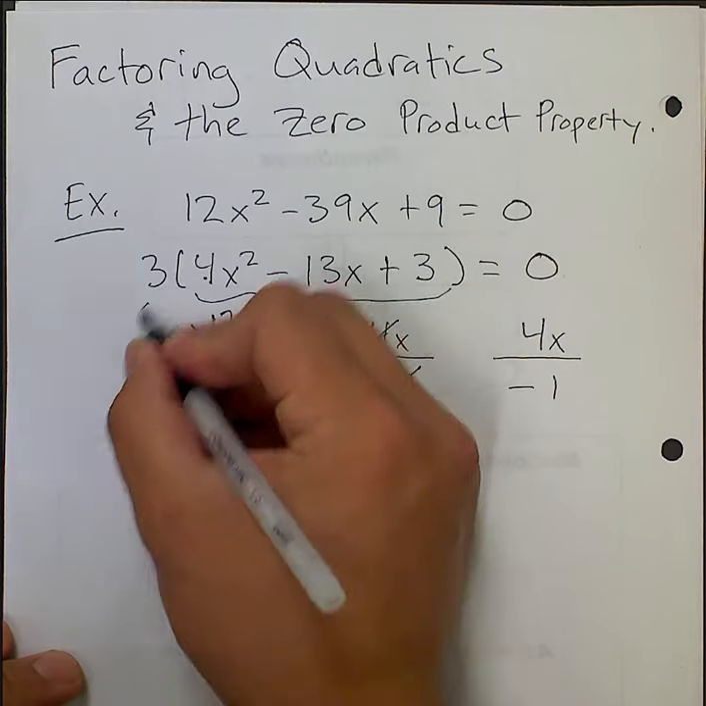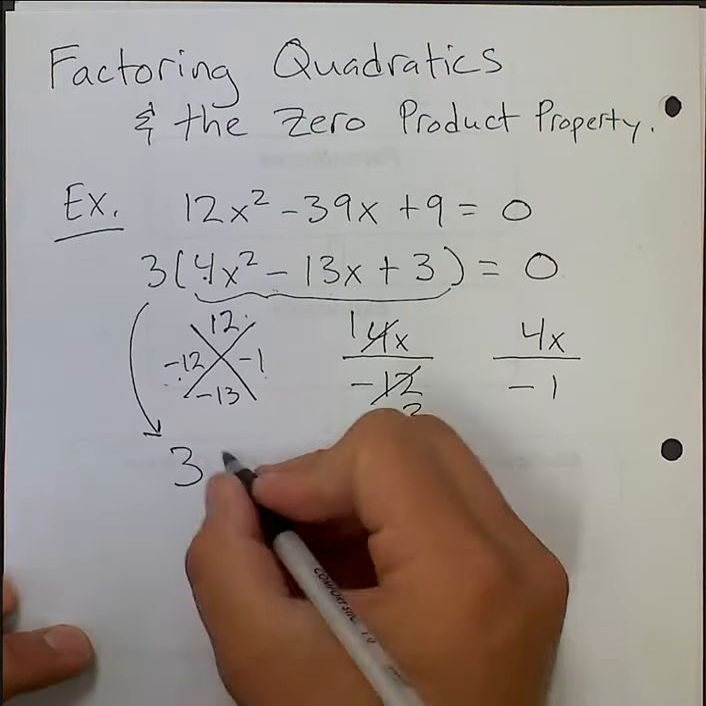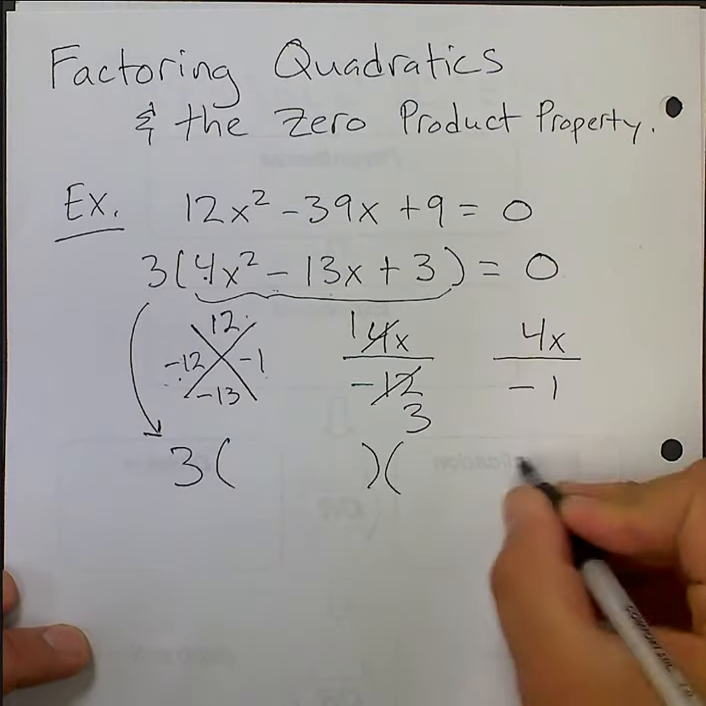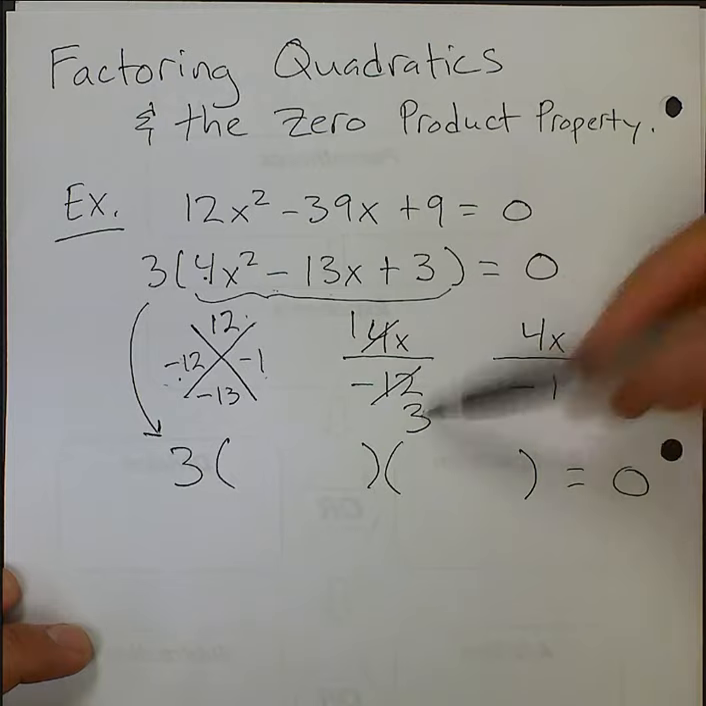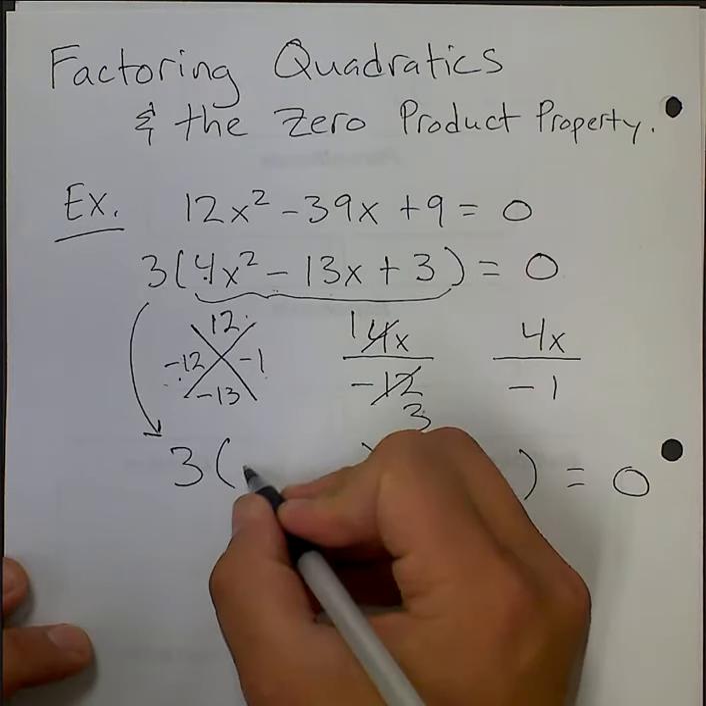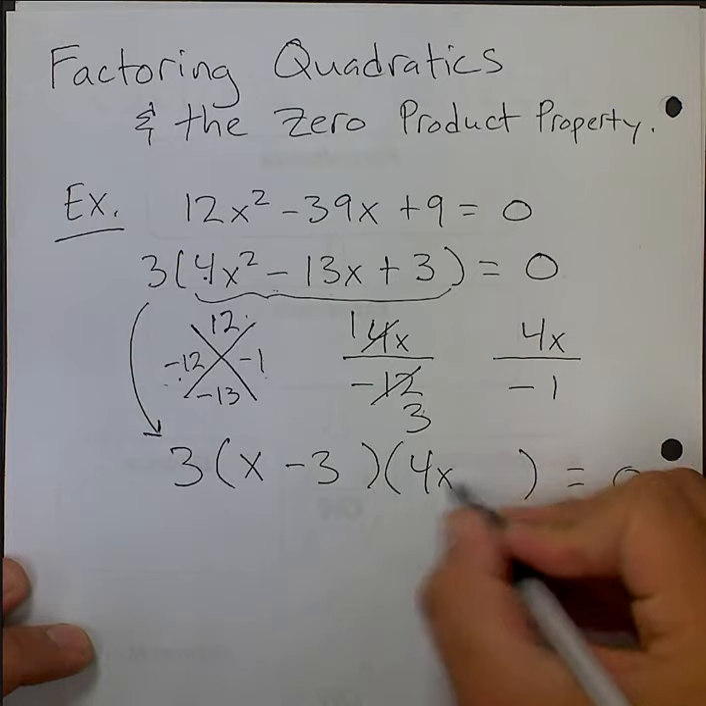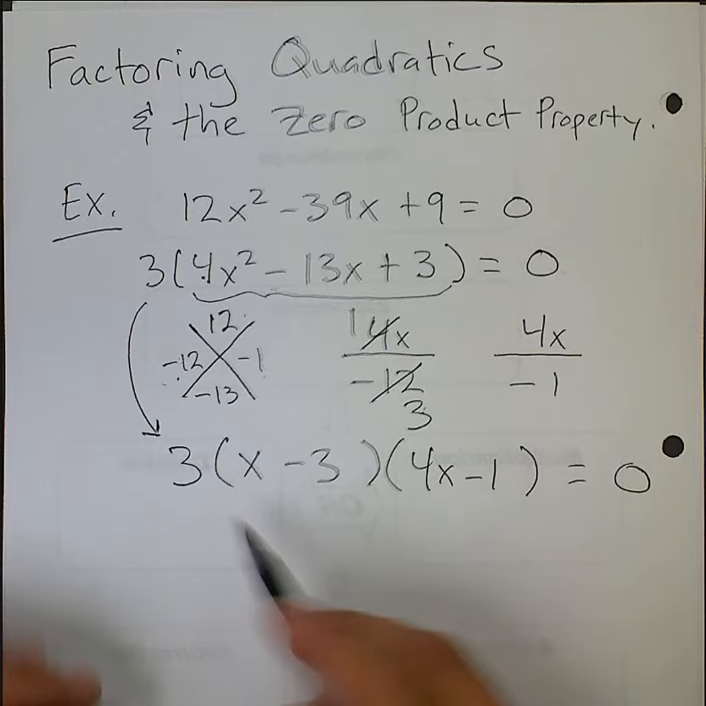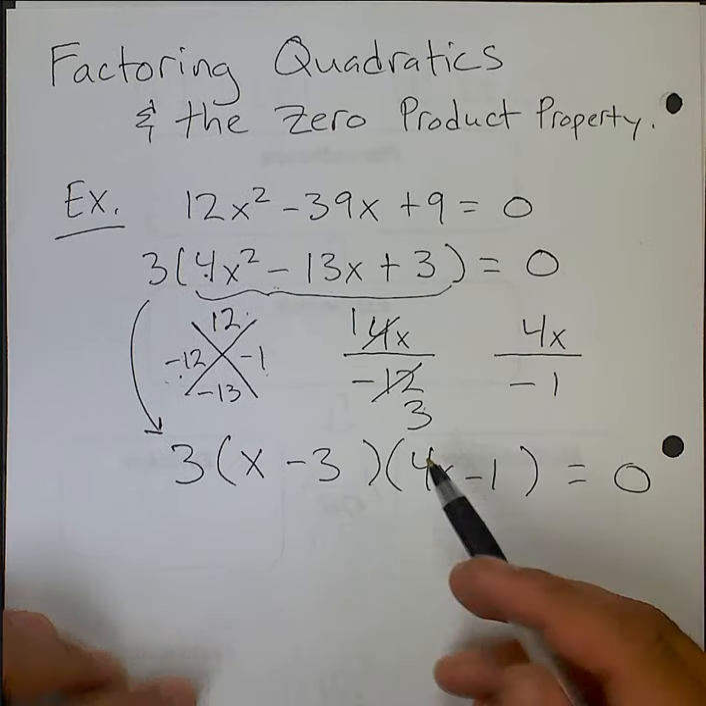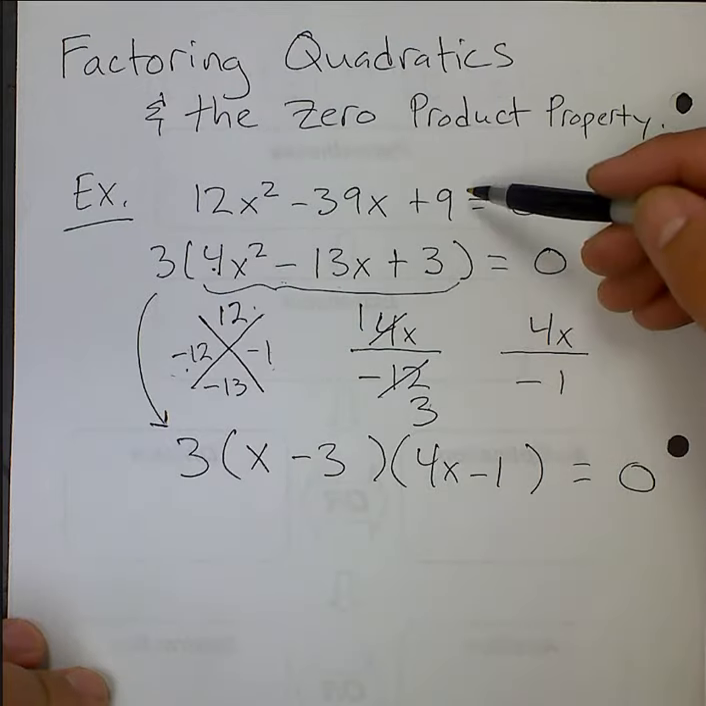Make sure you bring this 3 down here and keep it there. We fill in these parentheses, still equal to 0: 1x minus 3, or x minus 3, and 4x minus 1. Now that works. What you could do is redistribute the 3 and then distribute this binomial into this binomial, or use FOIL, and it will come back to the quadratic up here.